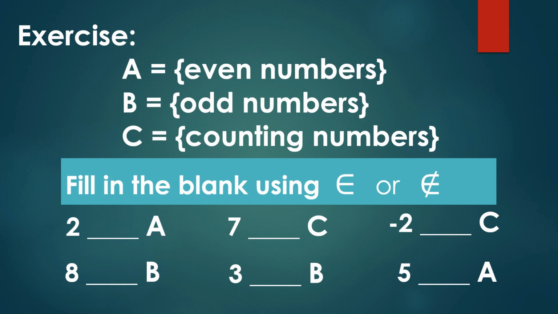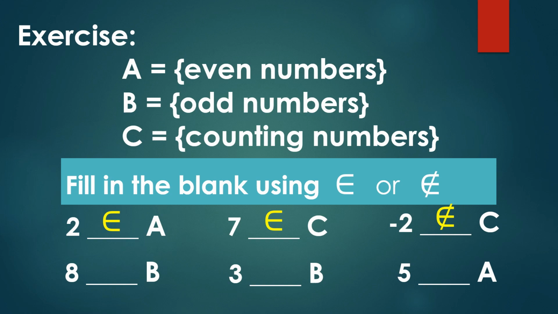Fill in the blank using element symbol or not element symbol. 2 blank A. The answer is element because 2 is an even number. 7 blank C. Is 7 a counting number? Yes, that's why the answer is element. Negative 2 blank C. Is negative 2 a counting number? No, that's why negative 2 is not an element of set C.